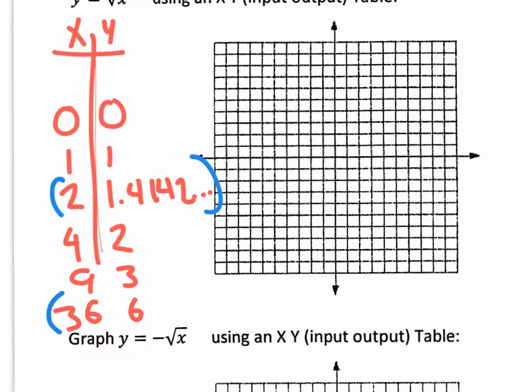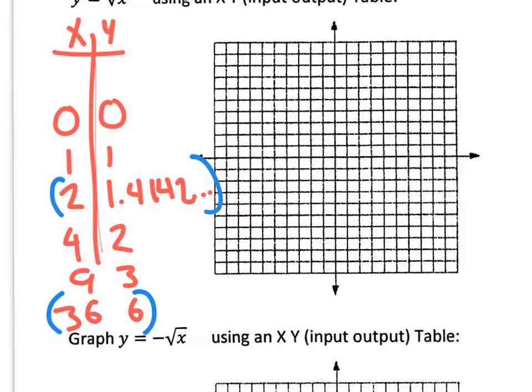But I'm not going to use the coordinate 36, 6, because obviously this is a 10 by 10 graph, so 36 is way off the graph. So I'm going to stop at 9, 3. Those coordinates give me my graph, and of course, it continues forever.